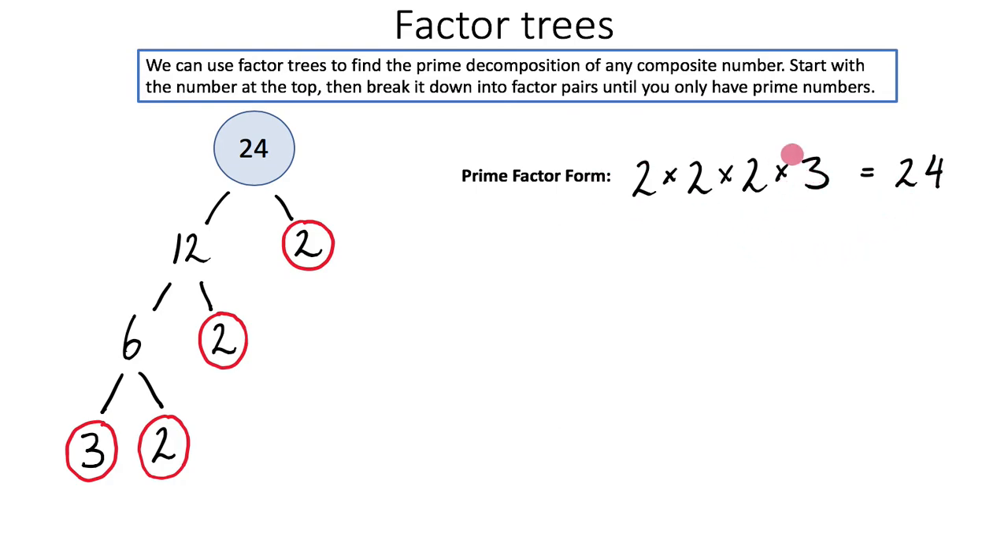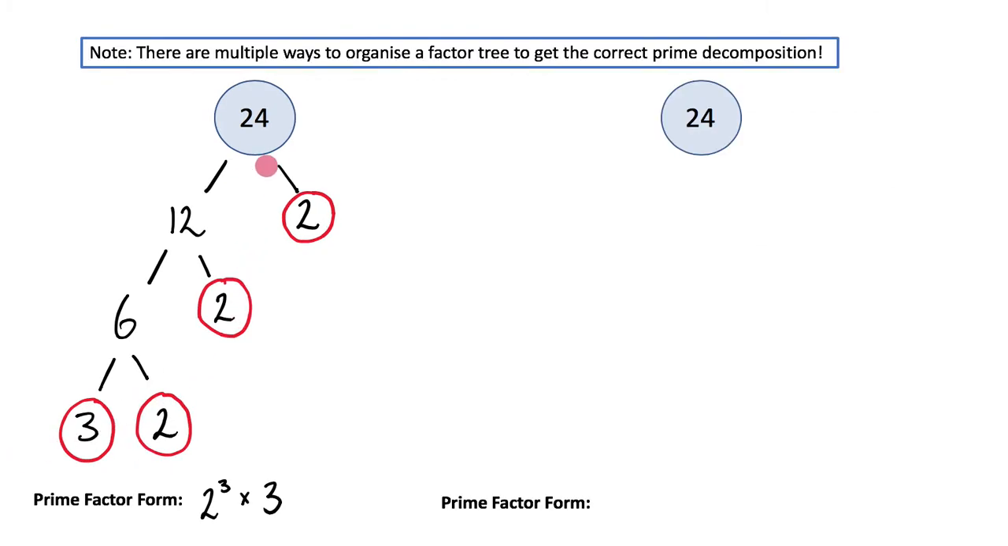And there's actually a better way we could write this. We could write that this is 2 raised to the power of 3 times 3. So this is what we call our prime factor form. Now, if we come here, this is just what we just did. Prime factor form is 2 raised to the power of 3 times 3.